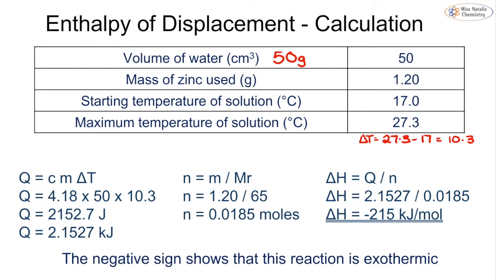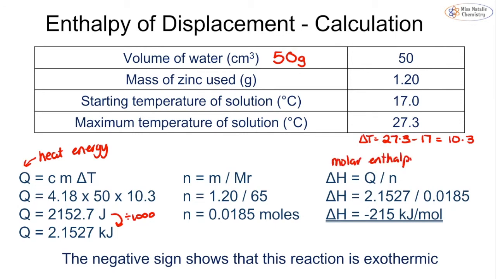So I substitute this in to find my heat energy value of Q. So Q is 4.18 times 50 times 10.3, which is 2,152.7 joules. And then I divide by 1,000 and I get my answer in kilojoules. But again, that's my heat energy for using 1.2 grams of zinc. I always want to convert it to my molar enthalpy.